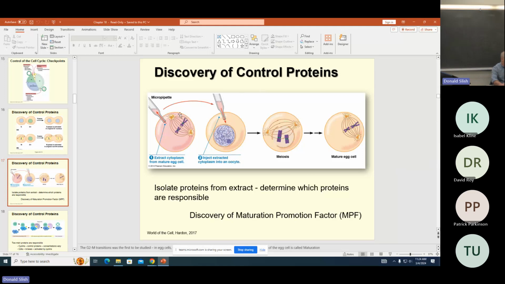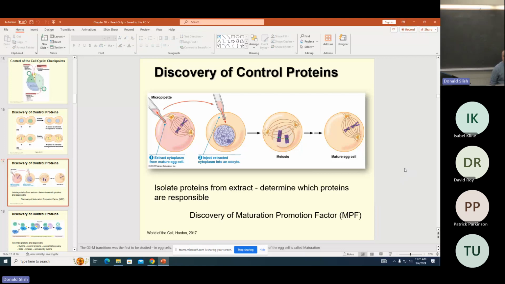So they take a cell, they take an oocyte and they activate it, they make it go into meiosis, and they suck out some of the cytoplasm and inject it into this immature cell, and boom, it goes into meiosis. So there's something in the cytoplasm that activates that cell, and this causes the maturation of that egg cell. So we're going to call this maturation promoting factor.